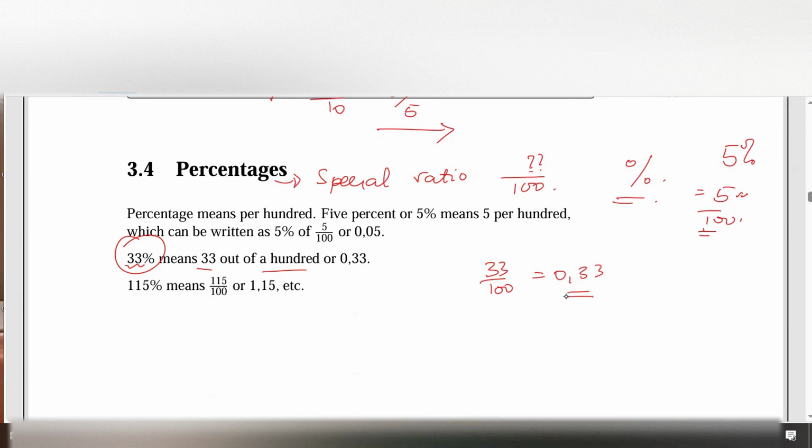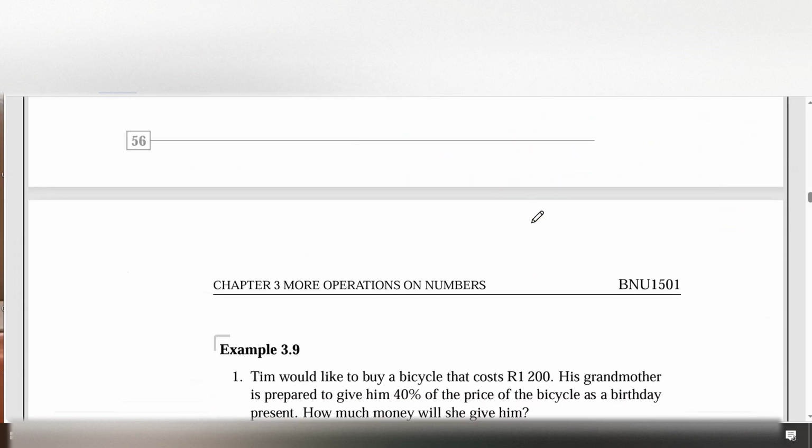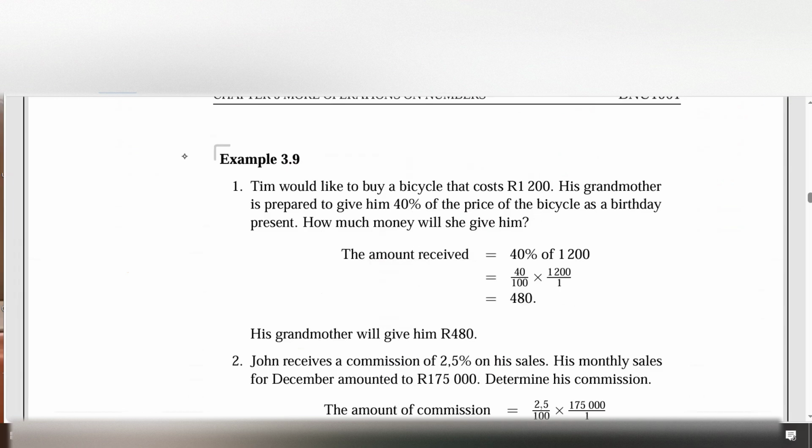And alternatively, we can also move from these decimals back into percentages. All right, we have some examples. They're telling us that Tim would like to buy a bicycle that costs 1,200. The grandmother is prepared to give him 40% of the price as a birthday present. How much is the grandmother going to give him? So 40% of 1,200.